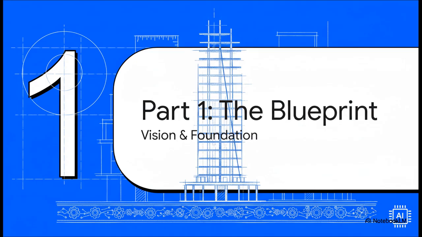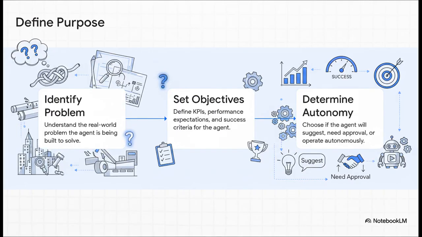Look, if you're building a skyscraper, you don't just start pouring concrete on day one, right? You start with a detailed, solid blueprint. The success of the entire project, everything, hinges on getting this foundation absolutely right. This first phase is 100% about clarity. You've got to ask the tough questions right up front. What specific problem is this agent actually solving? How are we going to measure if it's doing a good job? What are the KPIs? And this last one's a biggie. How much freedom does it have? Is it just going to suggest things? Does it need your thumbs up for every single action? Or is it going to be fully autonomous?